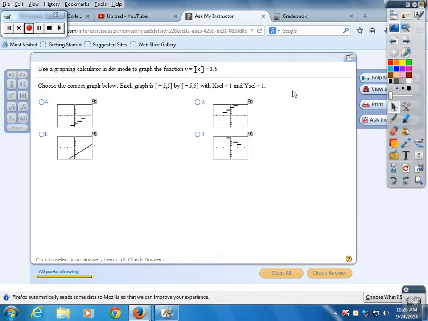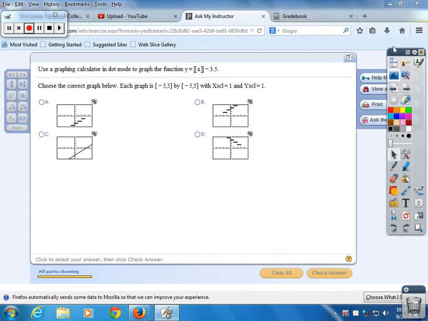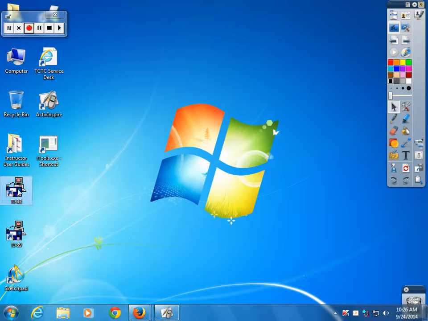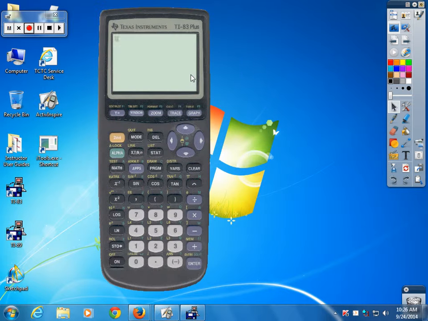So graph that function. And on your calculator, I don't even know where the stepwise function is on this thing. Or I don't know if it'll take the brackets or not. Will it? It will? Let's see if it will.